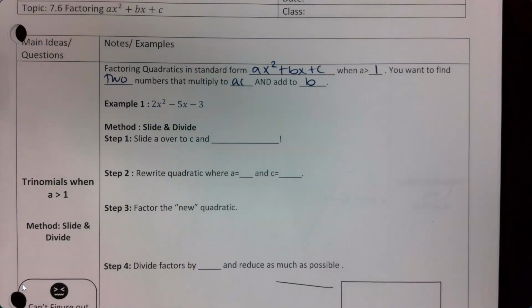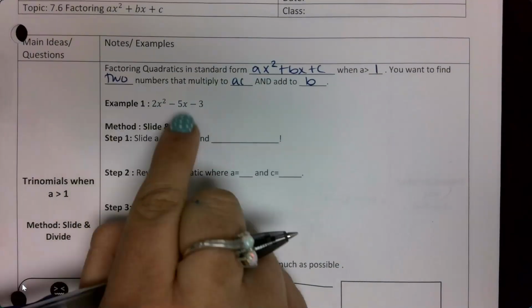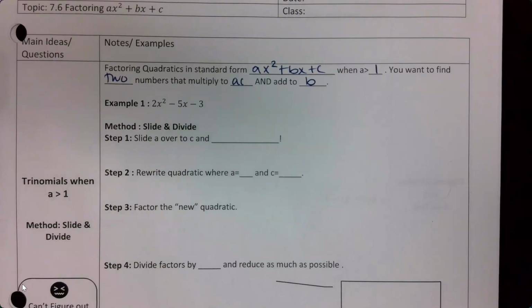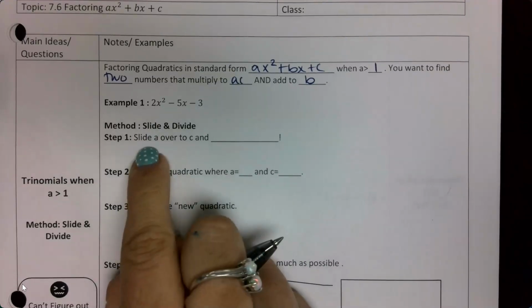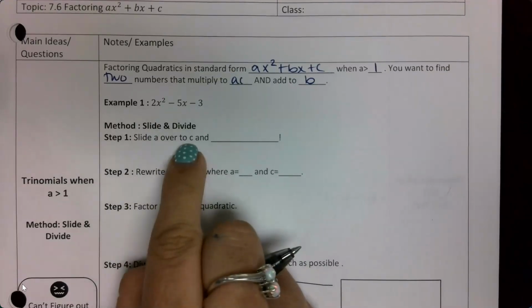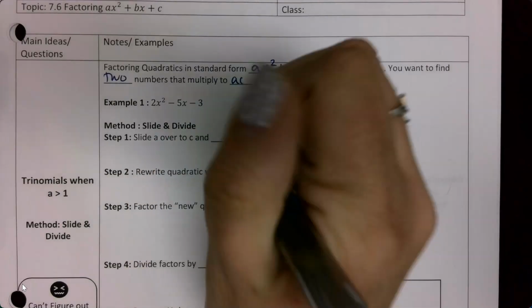So for my first example, I have 2x squared minus 5x minus 3. The method we're going to learn today is called slide and divide. We'll be learning a different method on Monday. What you want to do is slide the a coefficient over to c and then multiply.